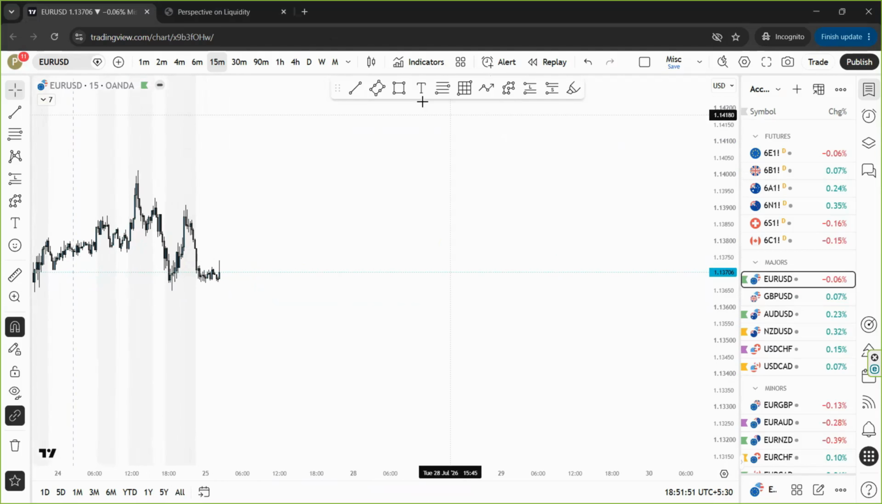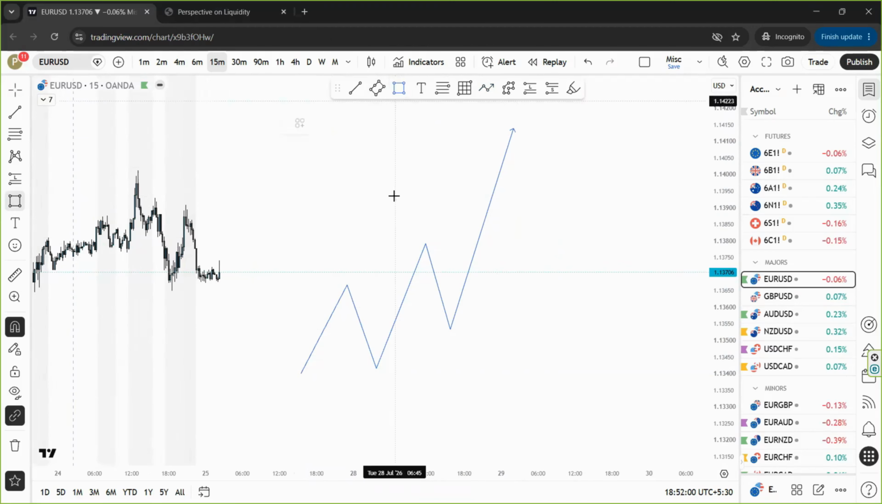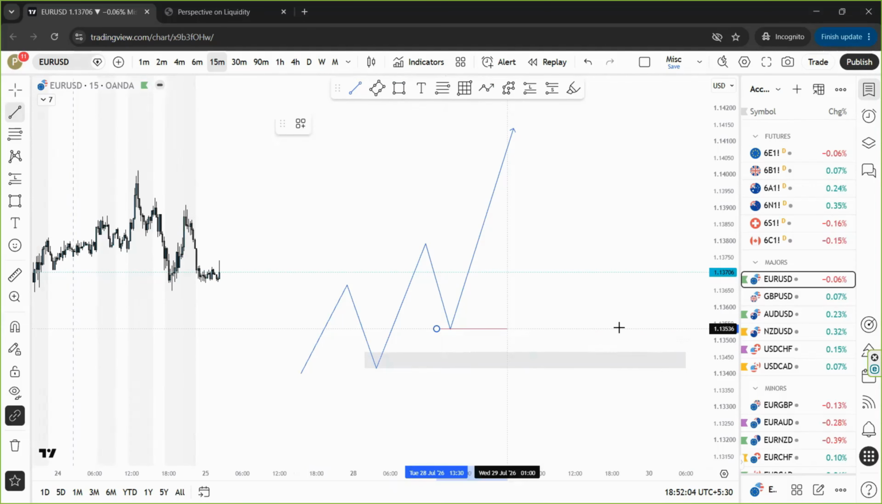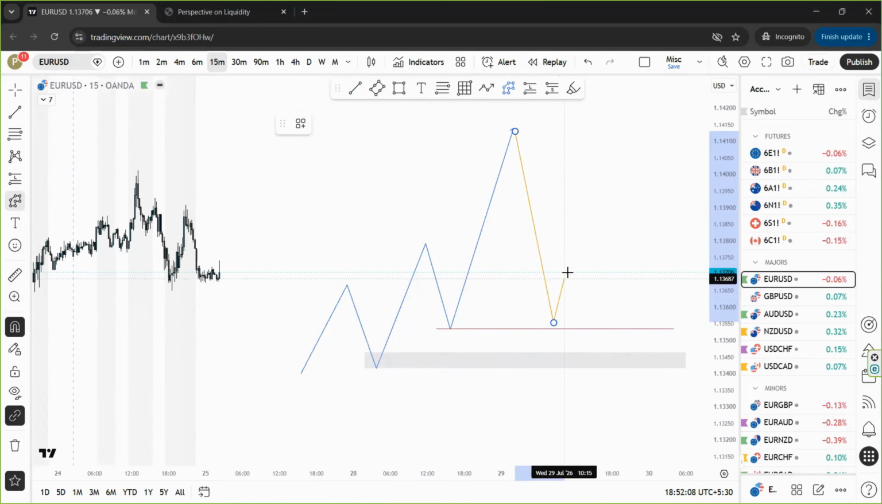So we talked about trapping liquidity. So let's assume you have a range here with liquidity. You have your point of interest here. You have your liquidity here. And trapping is basically what happens to the early buyers here in this scenario. So this would be your trapping liquidity.